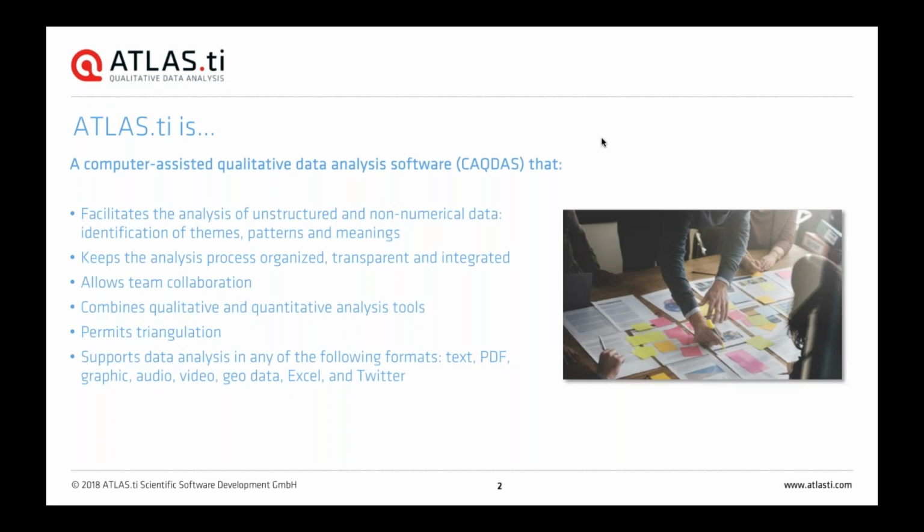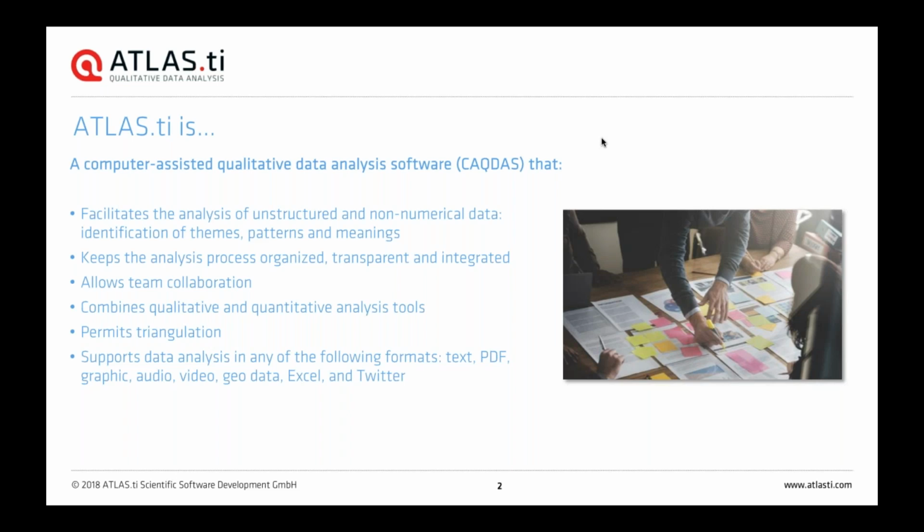So then I'd like to begin by saying, what is ATLASti? What are we talking about here today? Well, we're looking at a computer-assisted qualitative data analysis software. In other words, ATLASti is a tool that we can use to facilitate our analysis of any unstructured or non-numerical data. So essentially for any type of qualitative data, we can use ATLASti to identify the themes, patterns, and meanings across all of our sources of data. Now, although ATLASti won't do the analysis for you, it will certainly help. By using ATLASti, we can make sure our analysis process stays organized, transparent, and integrated.